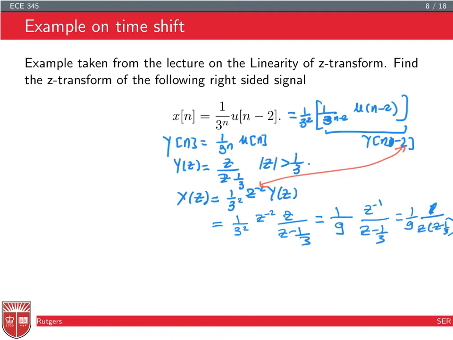But we know that the signal is right-sided. So if we find the ROC, it's a rational function, so the poles are 0 and 1/3, and since it is a right-sided signal, the ROC is going to be outside the circle going through the pole with the largest magnitude. So although we created a new pole at z equal to 0, it doesn't affect the ROC. Here the ROC stays the same.